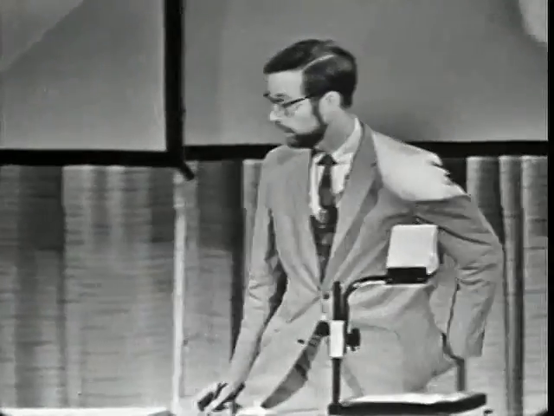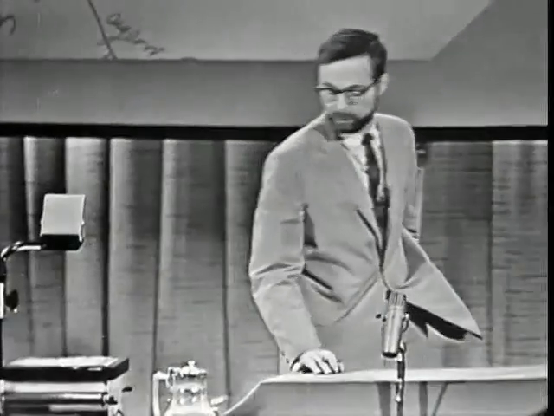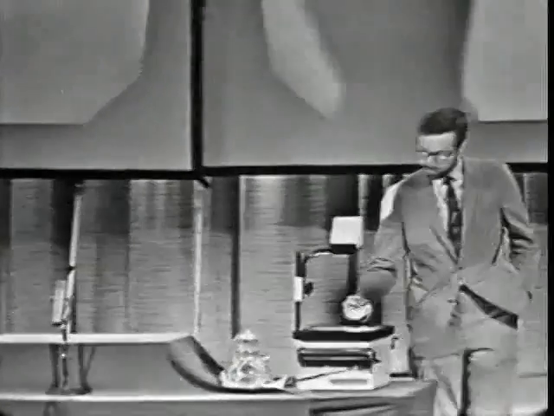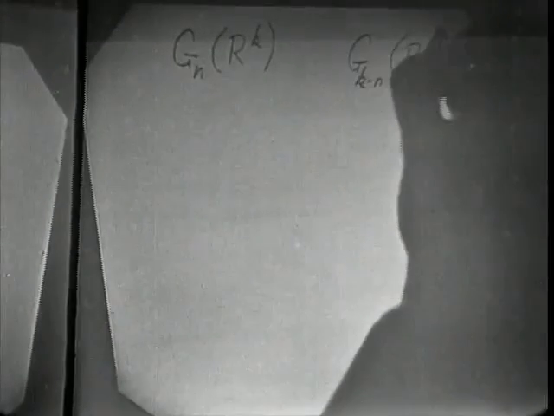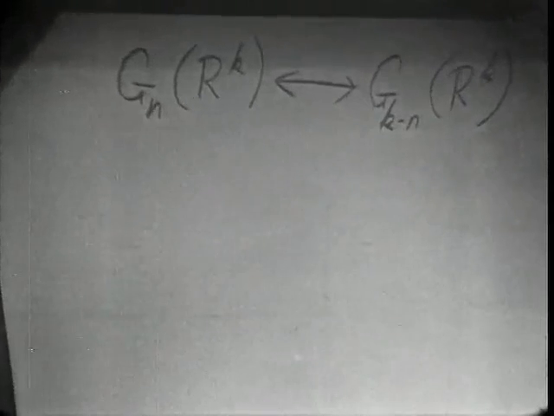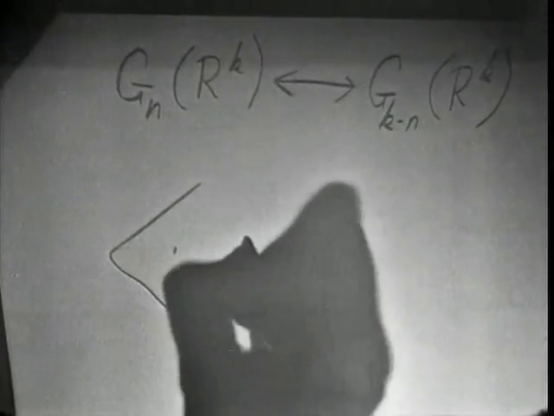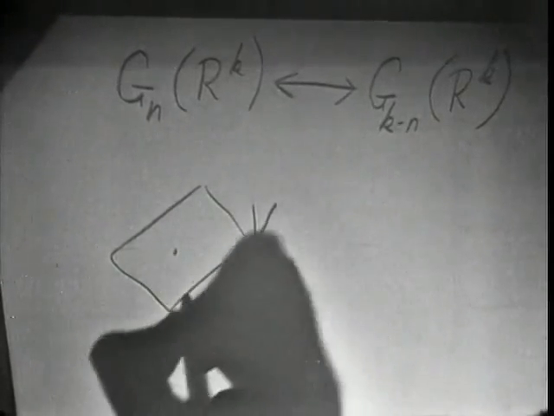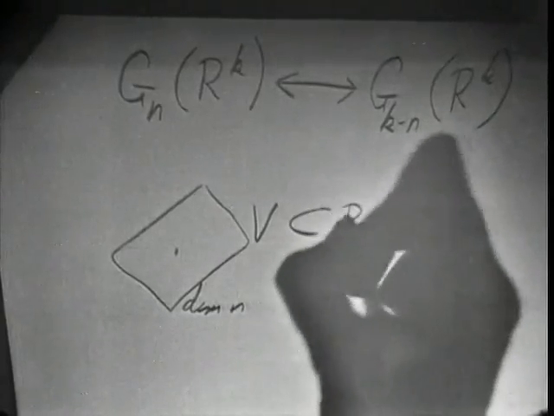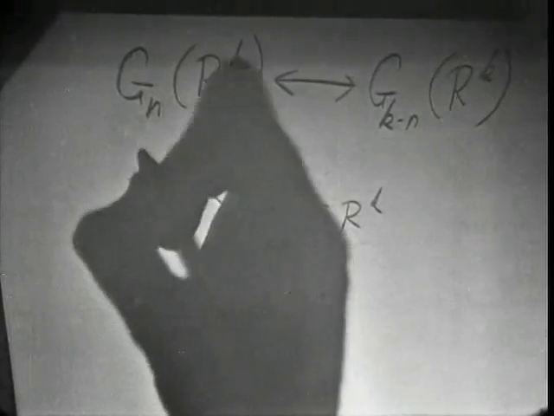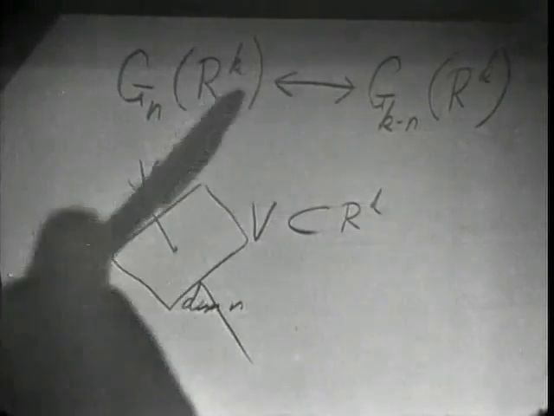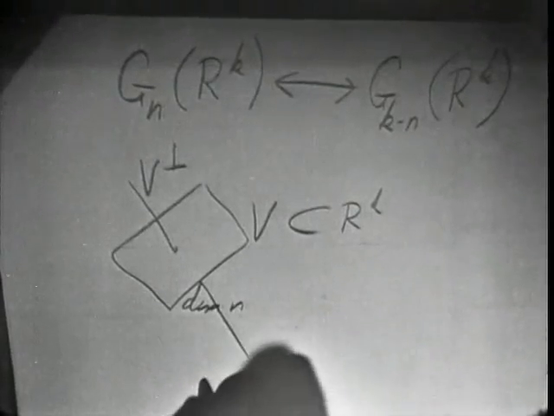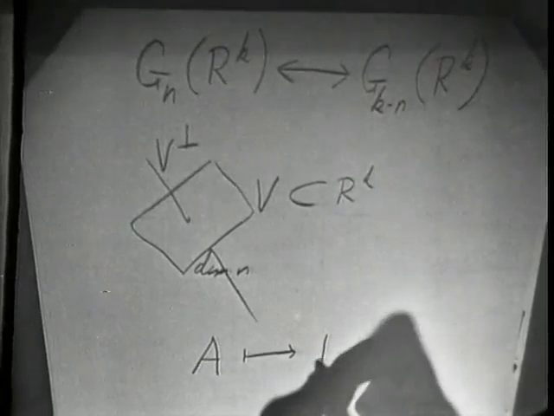You can also here give a fairly trivial example of a diffeomorphism between two differentiable manifolds. We take the differentiable manifold G_n of R^k and compare it with the differentiable manifold G_{k-n} of R^k. I claim that we have a natural diffeomorphism between them. Namely, to each vector space V of dimension n in R^k, we associate the vector space V perpendicular of dimension k minus n. The correspondence from V to V perpendicular gives us a mapping from here to here. In terms of matrices, we map A to identity minus A.